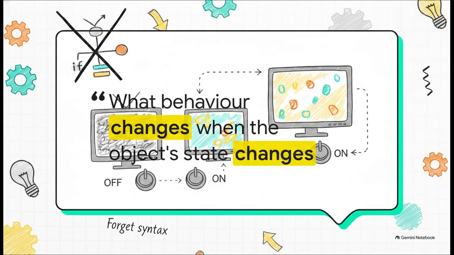To fix this, we need a complete mindset shift. Forget the syntax for a second and just ask yourself, what behavior changes when the object's state changes? Think about it. If pressing a power button does something totally different when a TV is on versus when it's off, well, that's a massive clue right there. We're dealing with state-driven behavior.